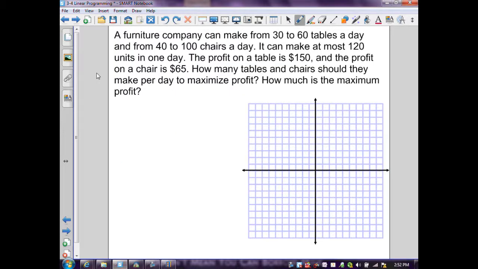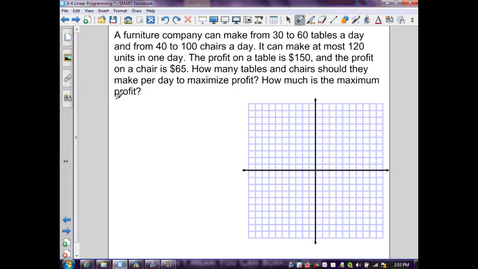In our last example for linear programming, we're going to have to generate the constraints and also our objective function. So let's read. A furniture company can make from 30 to 60 tables a day and from 40 to 100 chairs a day. It can make at most 120 units in one day. The profit on a table is $150 and the profit on a chair is $65. How many tables and chairs should they make per day to maximize their profit? How much is the maximum profit?